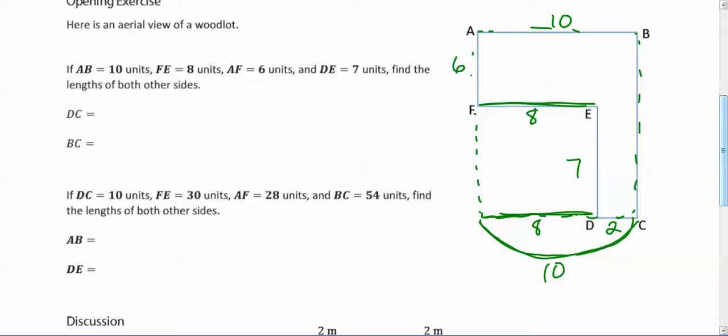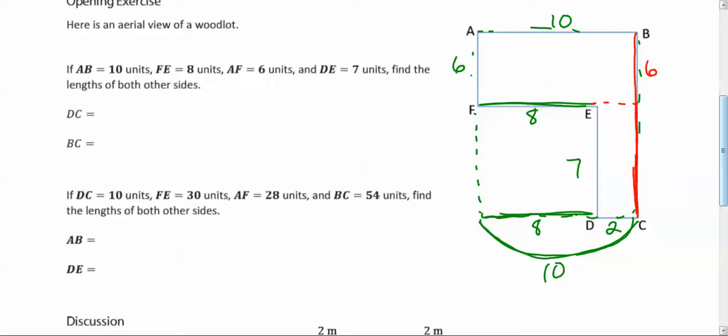Okay? All right, so we know that DC is 2. We've got to find BC. So I'm going to highlight that in red. All right, so again, we know opposite sides are equal. So if this is 6, over to here would be 6, right?